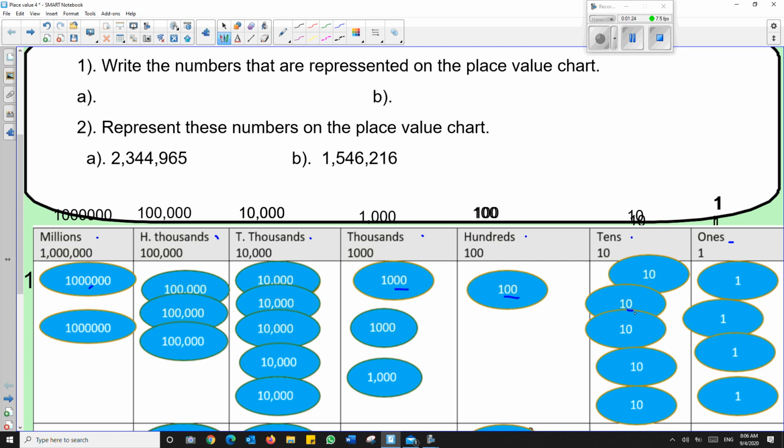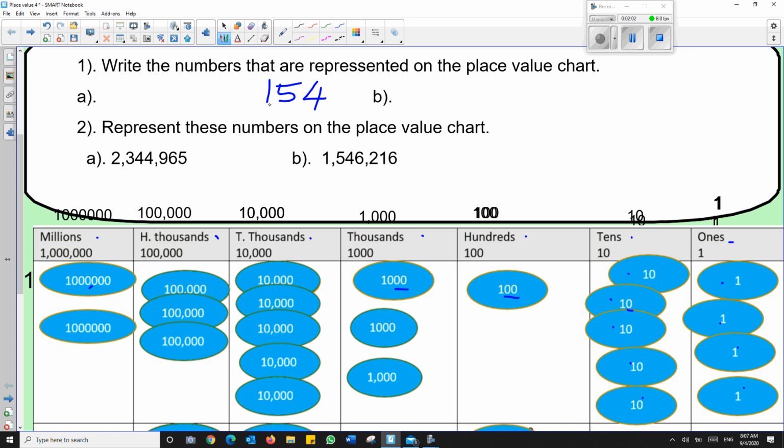So to write this number, let's start in the ones column. How many ones are there? 1, 2, 3, 4. There are 4 ones. So you can write 4. Then, how many tens are there in the tens column? 1, 2, 3, 4, 5. There are 5. How many hundreds are there? It's just 1. All right, 1.